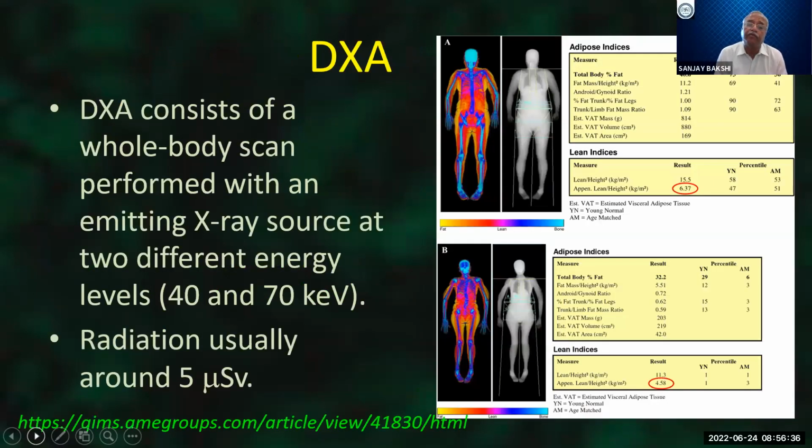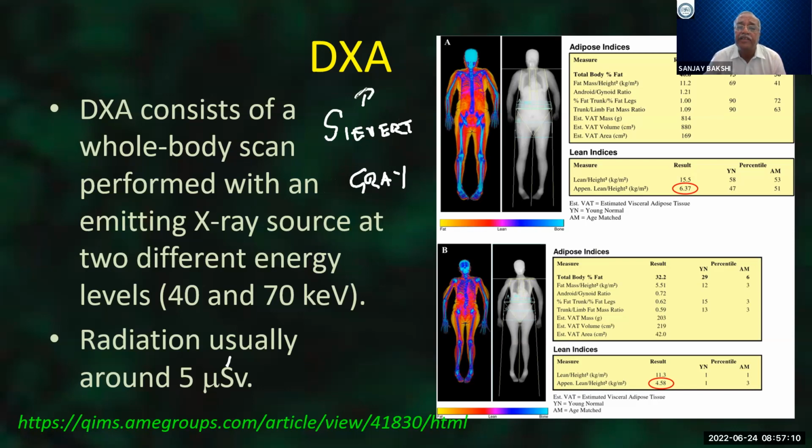DXA consists of a whole body scan performed by emitting X-ray sources at two different energy levels, 40 and 70 keV. Radiation is usually around 5 microsievert. What is this sievert? Do you know what the term sievert stands for, Manvika? Normally radiation is measured with gray; sievert is the amount of radiation that is absorbed, so it shows how much radiation a patient is getting. So that's the sievert unit.